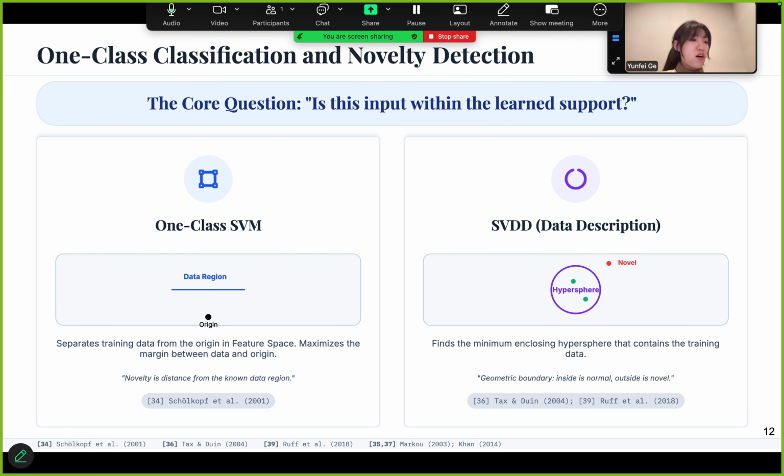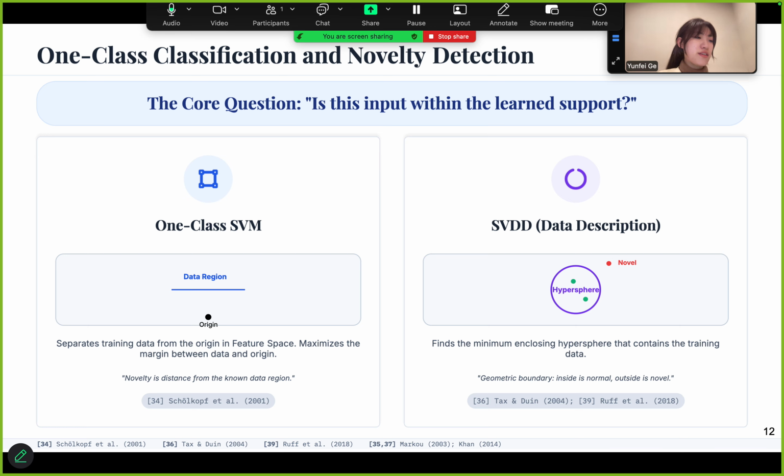Up to here, all the tools have been about ambiguity rejection. Inputs are in distribution, but uncertain among known classes. Now we shift to novelty rejection, which asks a completely different question. It's not which class is this, but does this input belong to the problem at all?